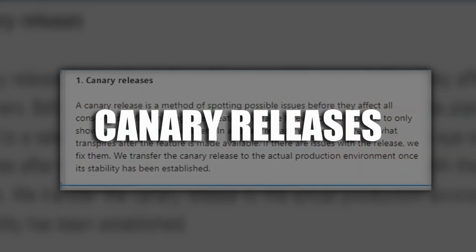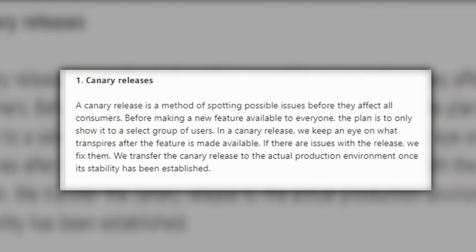Fantastic drawings illustrate these deployment options really well, and one of these options is going to be best suited for your SaaS development. First one is Canary Releases. Canary Releases is a method of spotting possible issues before they affect all the consumers. Instead of making a new feature available to everyone, you only show it to a select group of users, and in a Canary Release, we keep an eye on what transpires after the feature is made available.